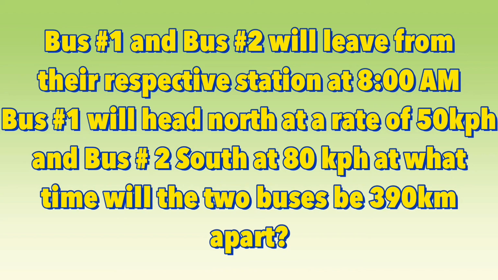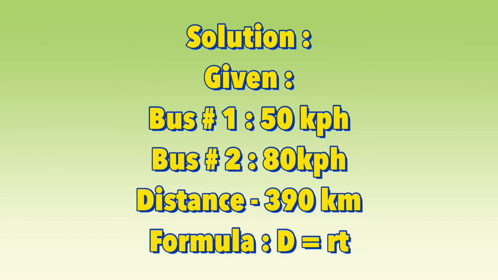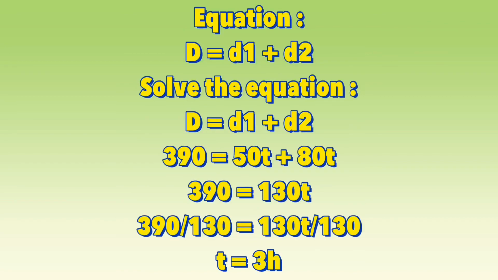Our solution, given: bus number 1, 50 kilometers per hour the rate, bus number 2 the rate is 80 kilometers per hour, and the distance covered is 390 kilometers. Our formula, D equals RT. Equation: we have D equals the distance of bus 1 plus the distance of bus 2. And solve the equation. The distance covered is 390 equals the distance of bus 1, RT, so the rate of the first bus is 50 times T plus the rate of the second bus is 80 times T.